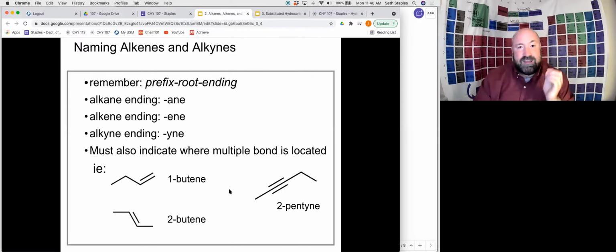Naming for alkenes and alkynes. Remember, our general naming convention: prefix, root, ending. The ending for an alkane, if it's all carbon, hydrogen, single bonds, will be ane. The ending for alkenes, if there's one or more double bonds, is ene, E-N-E. The ending for alkynes, if there's one or more triple bonds, is yne, Y-N-E.